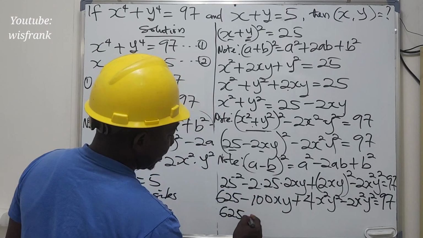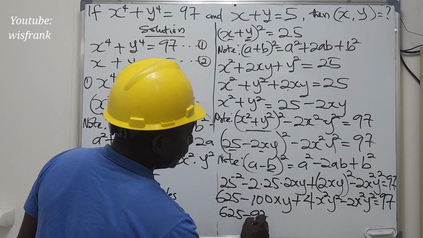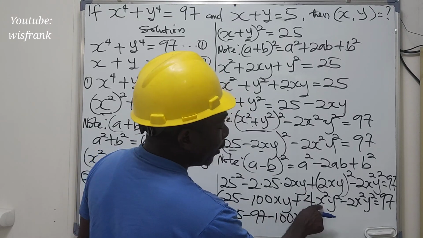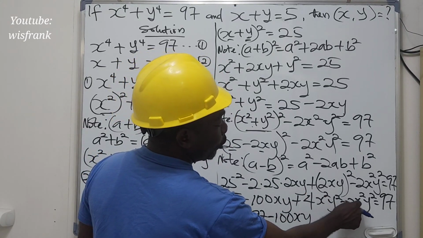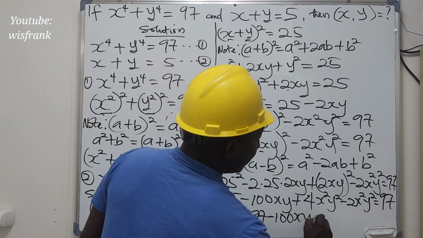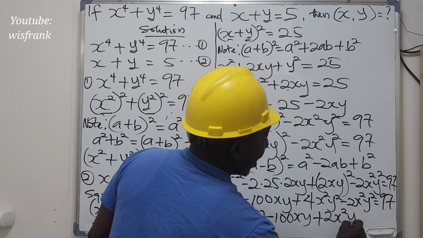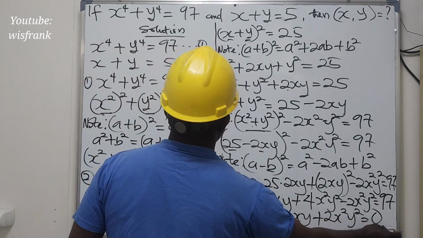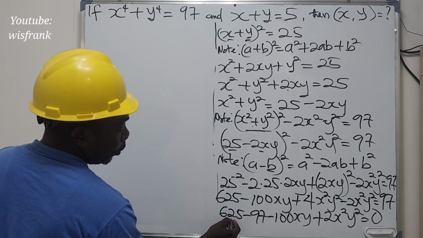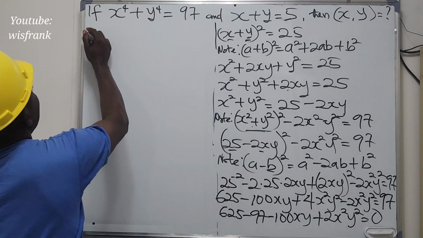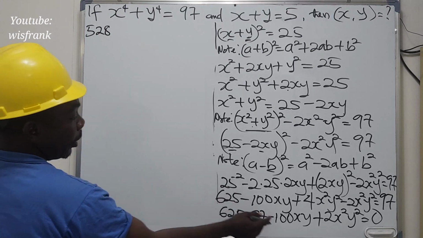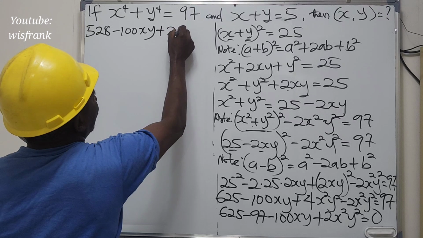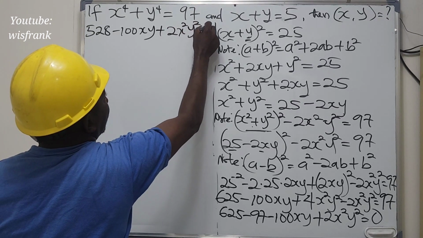Here we can further simplify this as 625. Then we bring down this, collecting like terms. This will become minus 97, and here will be minus 100xy. So we have 4x to the power of 2 y to the power of 2 minus 2x to the power of 2 y to the power of 2, which will give us plus 2x to the power of 2 y to the power of 2 equals 0, because we bring down this to the other side. Before we do that, we need to clean this. So 625 minus 97 is going to give us 528. So we have minus 100xy plus 2x to the power of 2 y to the power of 2 equals 0.